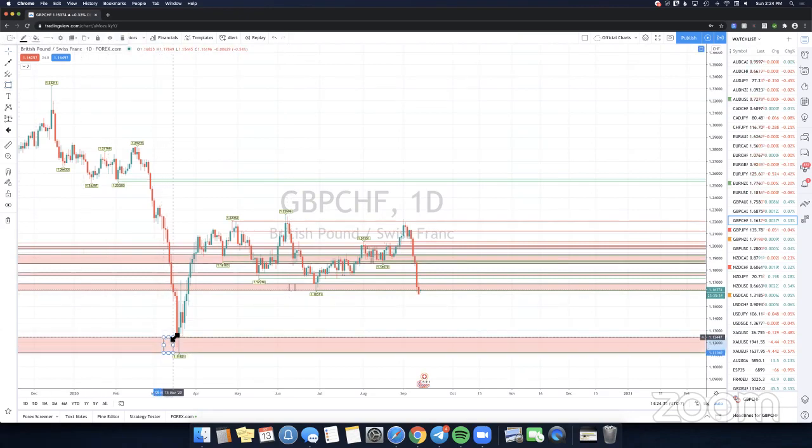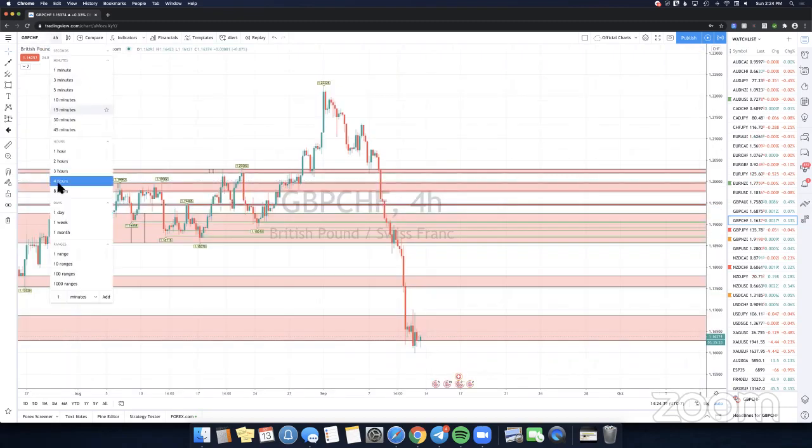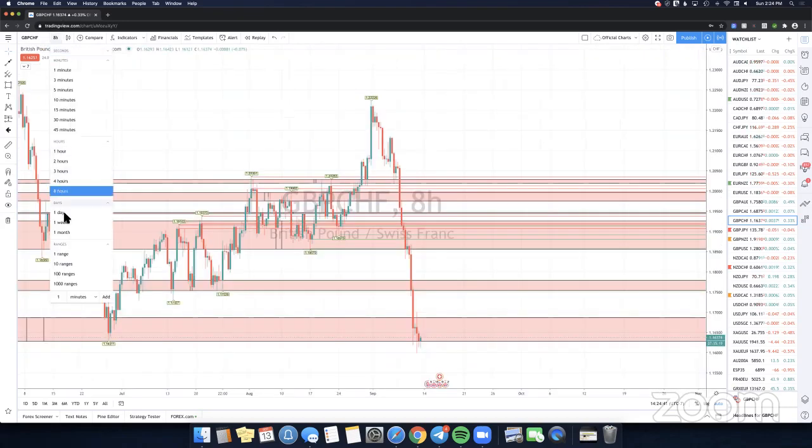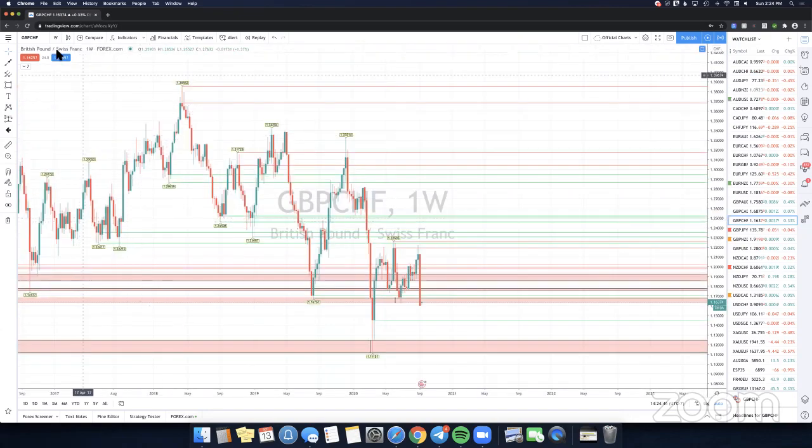So if you guys are just joining us, generally if we don't have a zone on the 4-hour, let's go on the higher time frame. Nothing on the 8-hour, we'll go to the daily. Nothing on the daily, we'll go to the weekly. But we have everything lined up here already, so everything looks good.